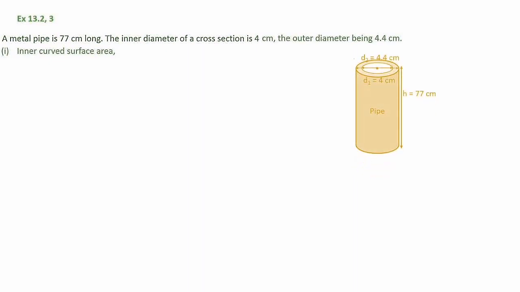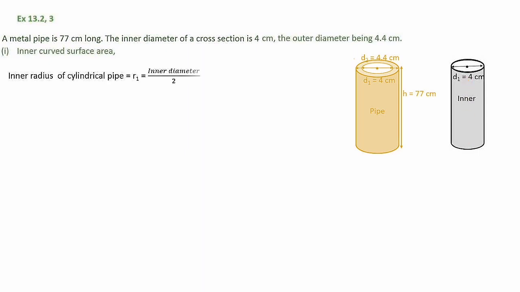So this is the diagram of a pipe. Here you can see the upper portion, there are two circles, one bigger circle and another one is the smaller circle. The big one is called the outer circle and the inside one is called the inner circle. Diameters are given: d2 is 4.4 and d1 is 4 centimeter. The same portion will be there in the bottom also. These two are called the cross sections. And when we look at the pipe from outside, it looks like this. The side view of the pipe is this one.